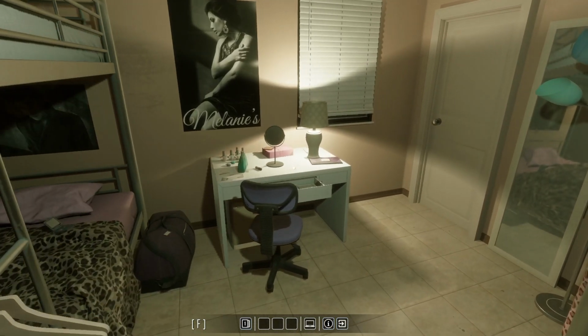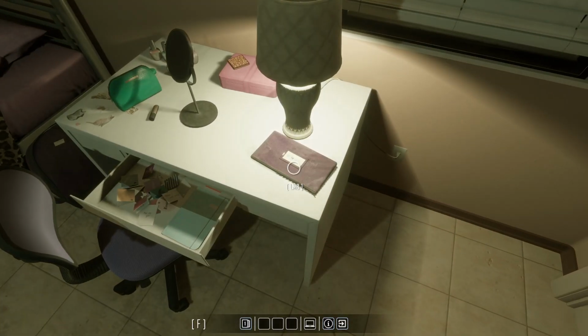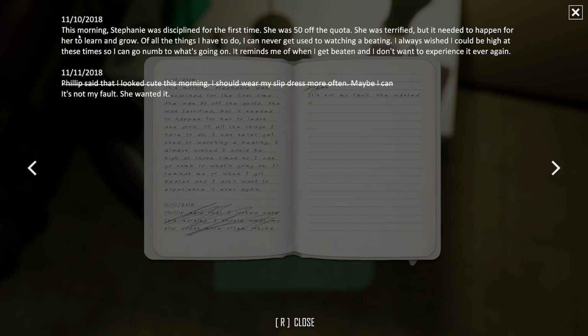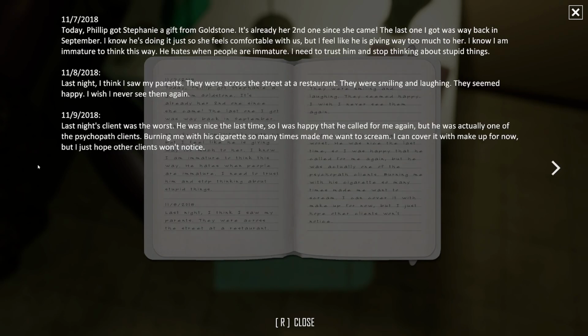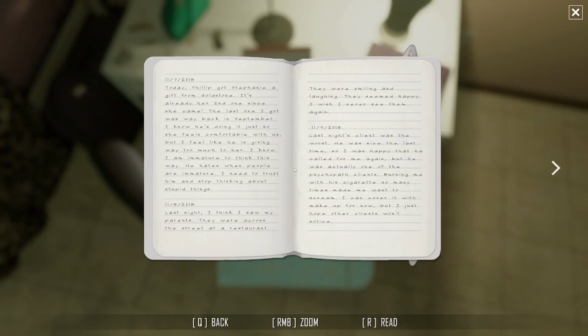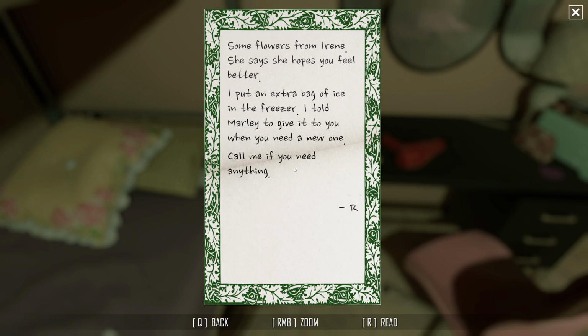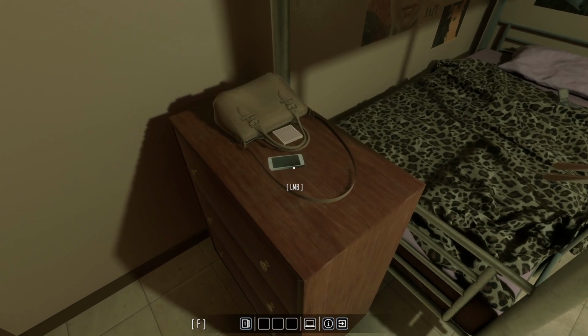Right. So I am up. Probably get the beating. Let's check this once more. Stephanie. Stephanie definitely got the beating. But anyone else? So Stephanie definitely got the beating. But what about Emma?